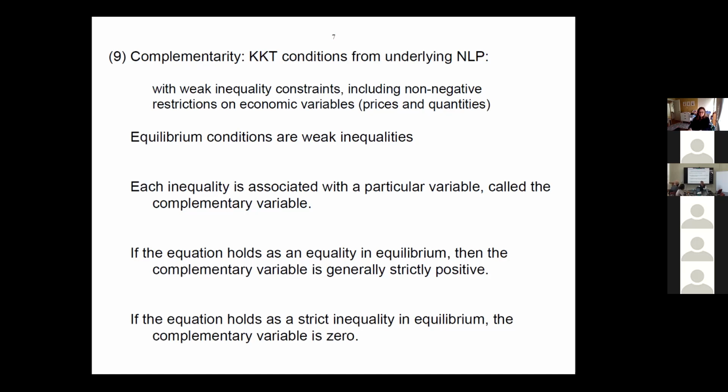If the inequality holds as a strict inequality in equilibrium, the complementary variable is zero, and I'm going to give you examples of that this morning to make very clear what these things are and what something called marginals are in GAMS, which is a very useful thing that is given as part of the solution.